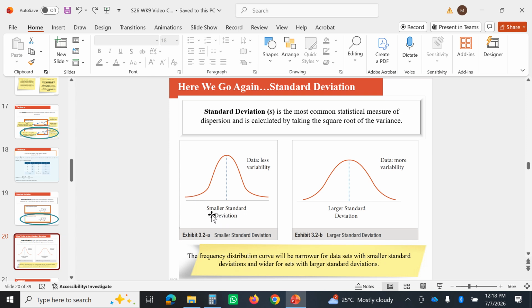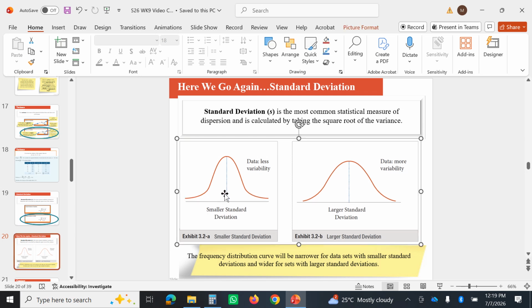And have a look here at the smaller standard deviation. So when the standard deviation is smaller, there's the first standard deviation, second, and third, right? You remember those numbers, 68%, 95%, 99.7, talking about the spread of the data, okay?